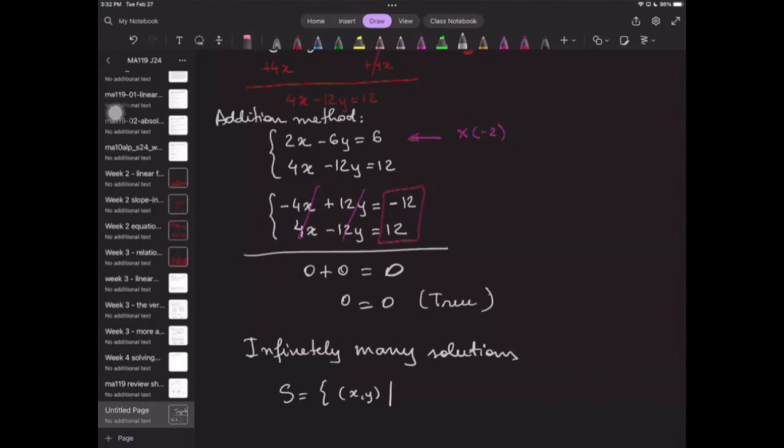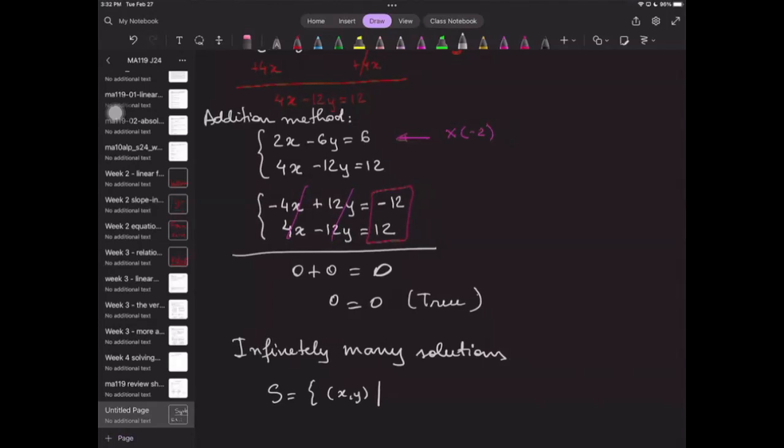So pick one of the equations there. Let's say the first one. So we're looking for all ordered pairs x and y that satisfy 2x minus 6y equals 6. Okay, so that's how we write the solution for the system that has infinitely many solutions. And it comes down to either true or false statements, right? So if it's true, infinitely many solutions.